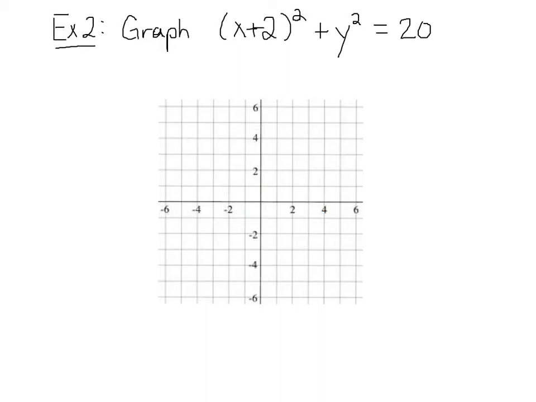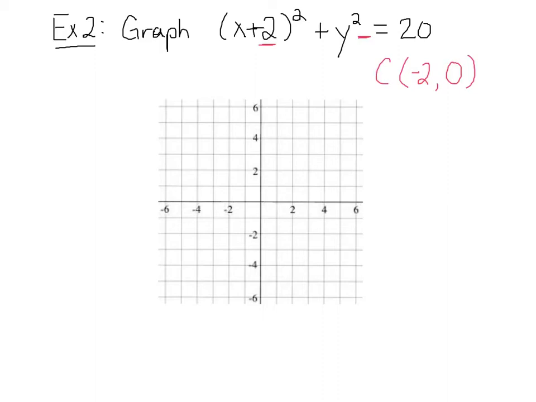Alright, with this next example, (x plus 2) squared plus y squared equals 20. So our center, the 2 is with the x. We're going to do the opposite of that, so that's going to be negative 2. And the y doesn't have anything with it. So if it doesn't have anything with it, then that is 0. So our center is at (negative 2, 0).